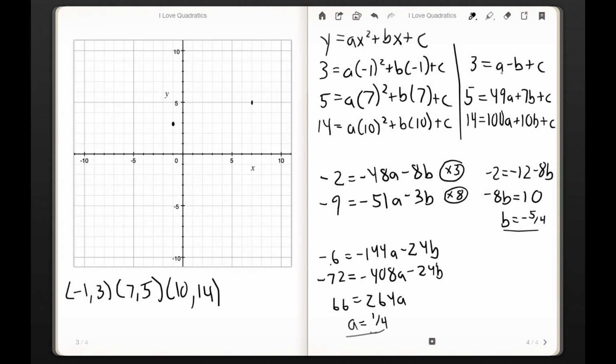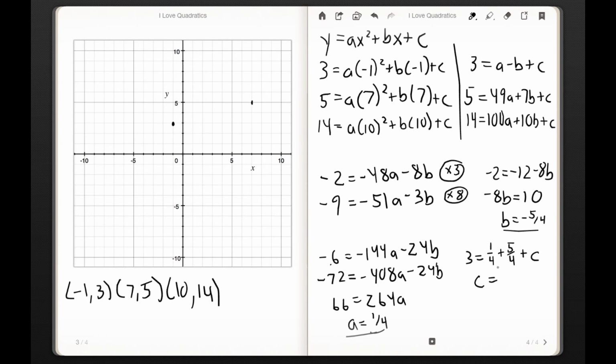And now to find c, we just got to find an equation with all three variables. Well, look at this one here. That's nice and easy. Very simple. 3 equals a of 1/4 minus b of negative 5/4, so plus 5/4 plus c.